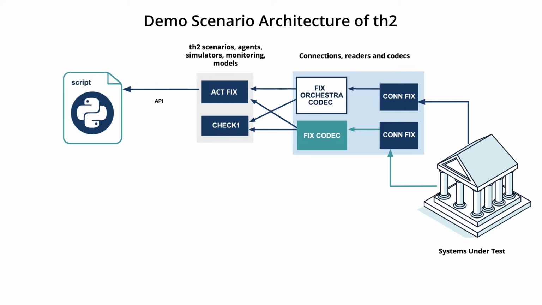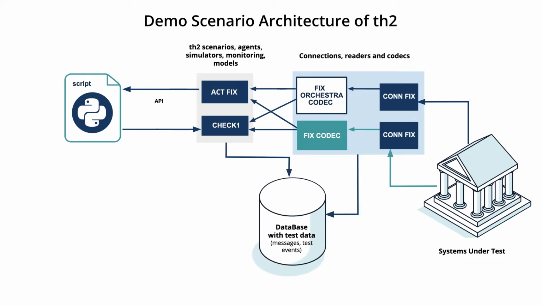When the script receives the information from Act about the message being successfully sent and a corresponding response received, it submits a check rule to the check1 component for full message verification. The verification is done asynchronously, and the script does not have to wait and can continue to execute the scenario. In this process, the components generate test events and store them into a database along with the messages sent to the system and received from it.